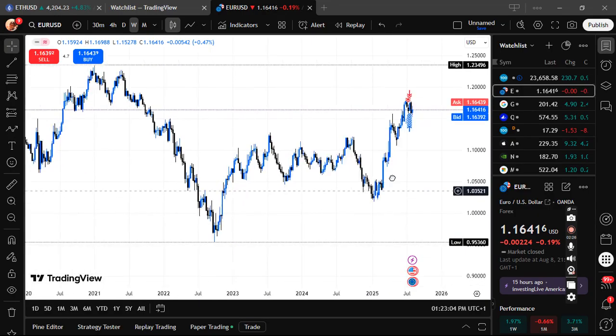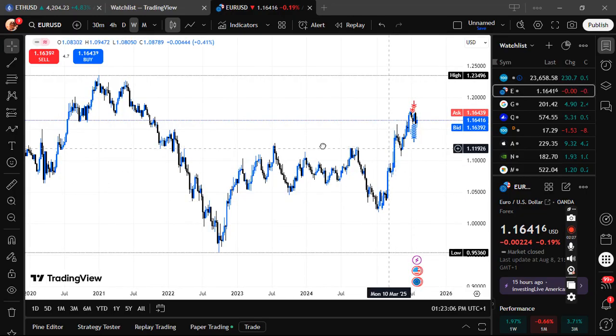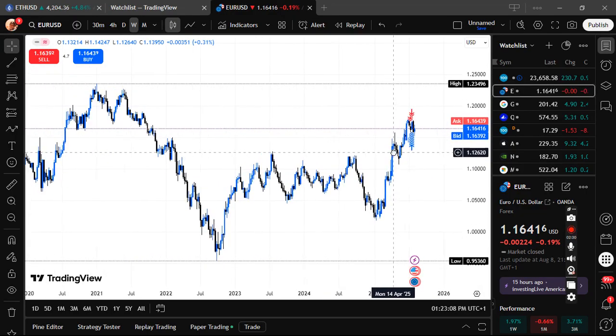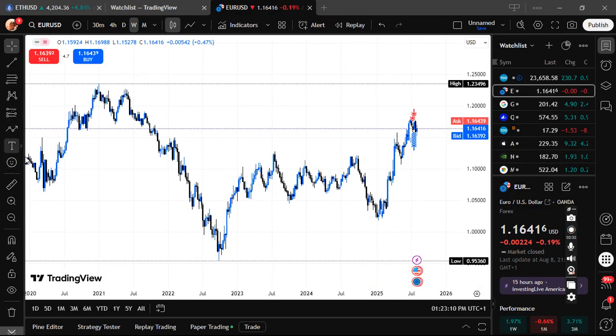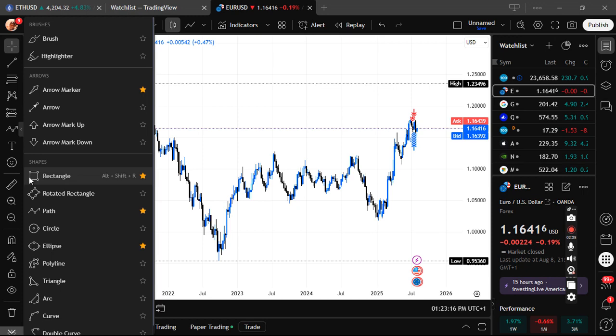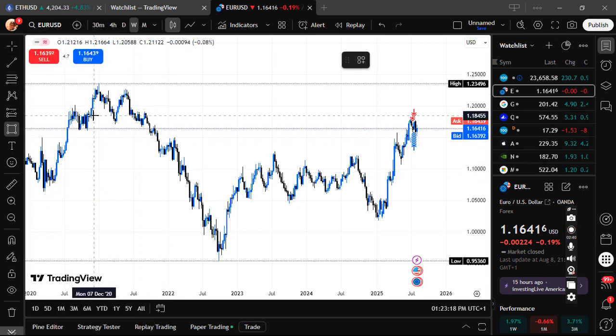So let's use time and look, where is the market reacting from? Where is this market reacting from? So let's look at this. We got a break, we got a trend. Now we finally got a trend.